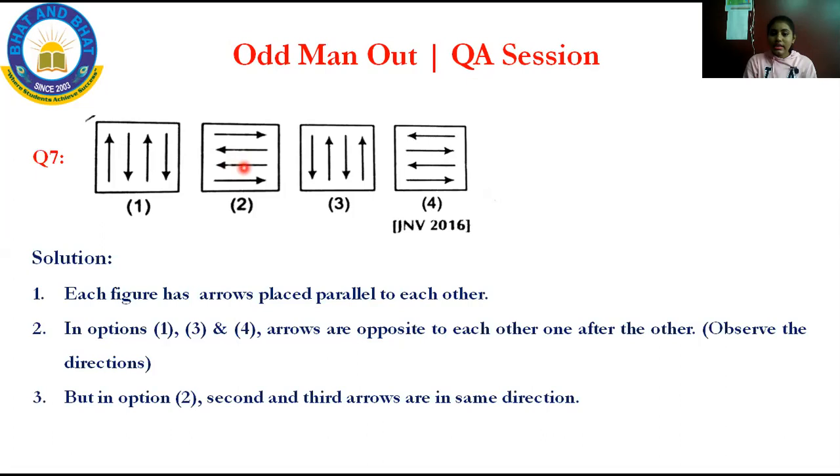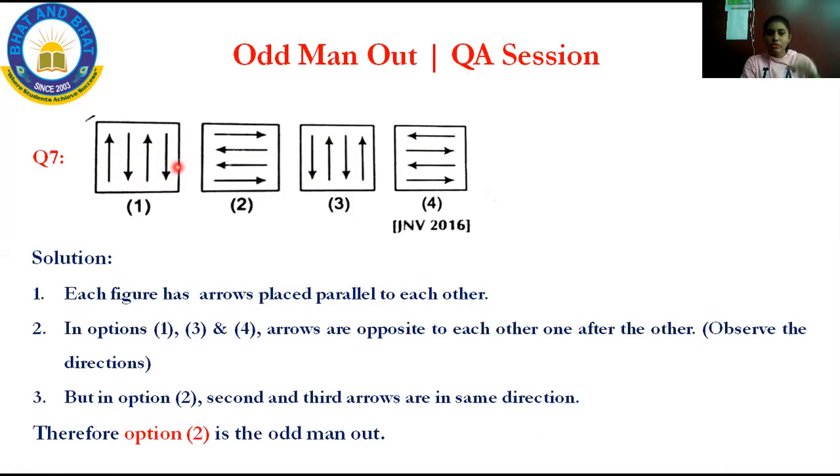So what is the correct option? Option 2 is the correct answer. I'll repeat once. See, this is question number 7. They have given four diagrams. You have to go through it. Now start comparing. They have given 4 arrows in all the diagrams. Come to the first: upwards, downwards, upwards, downwards. They are in opposite directions. Can you see they are opposite?